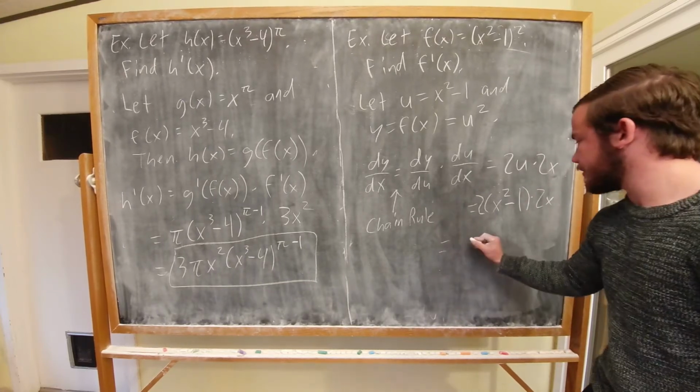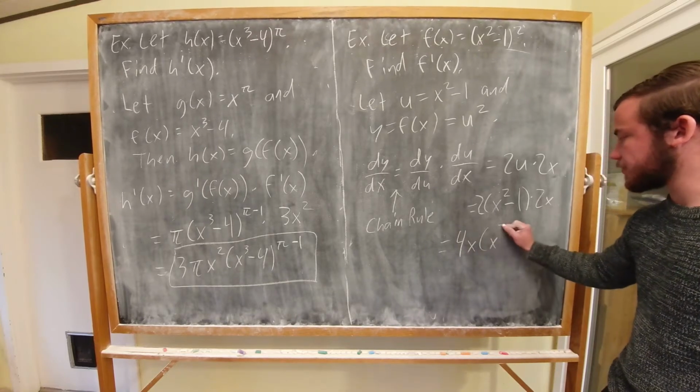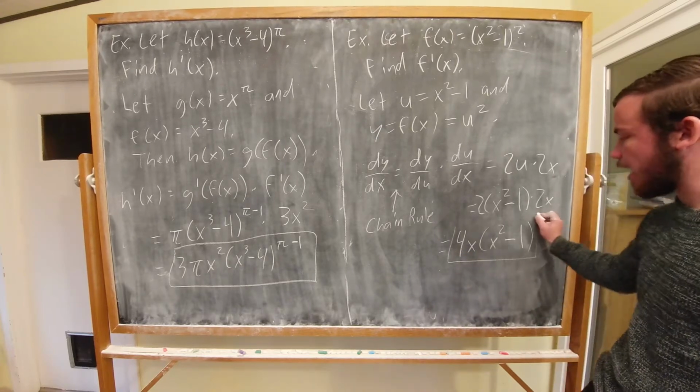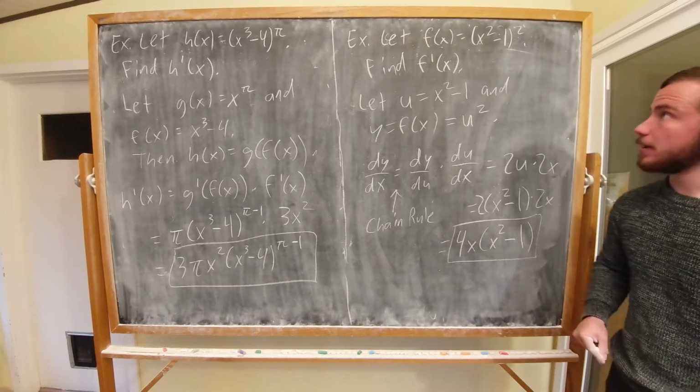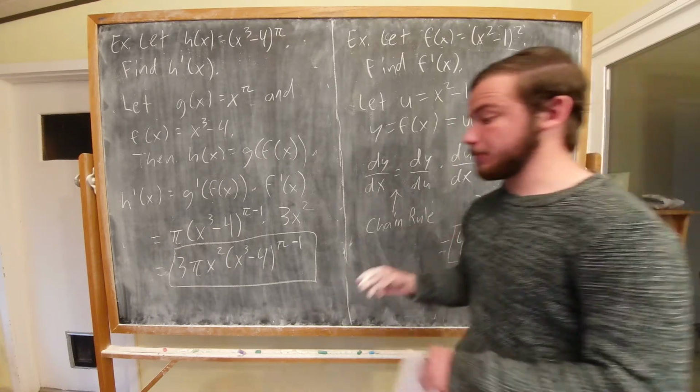And we're left with 4x times x squared minus 1. You can distribute that out if you want. I don't see the need to. There you go. Real quick, real simple.